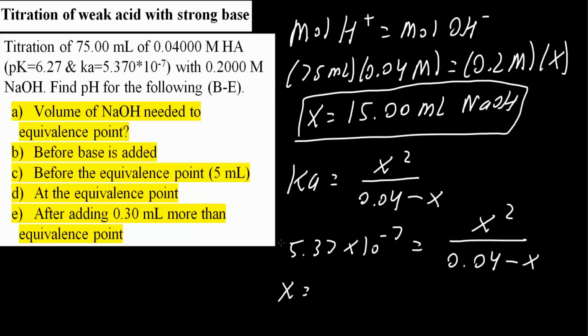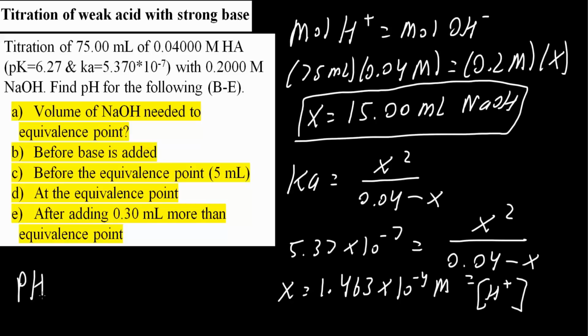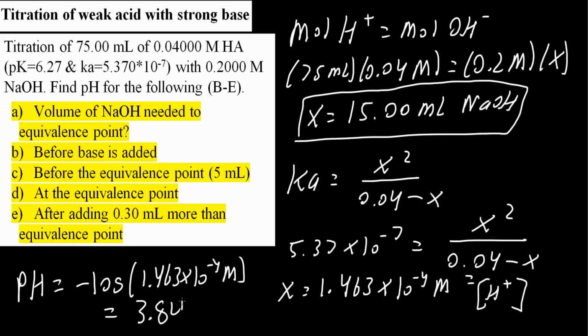So X is equal to 1.463 times 10 raised to negative 4 molar, and this right here is H plus, since we're dealing with a weak acid. So the pH value is going to be pH is equal to minus log of 1.463 times 10 raised to negative 4 molar, and so we would get 3.84. Now this is the pH for part B.